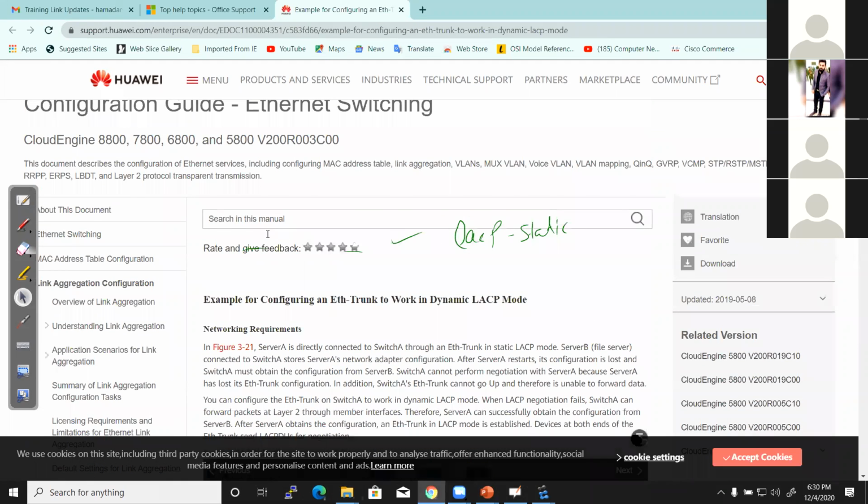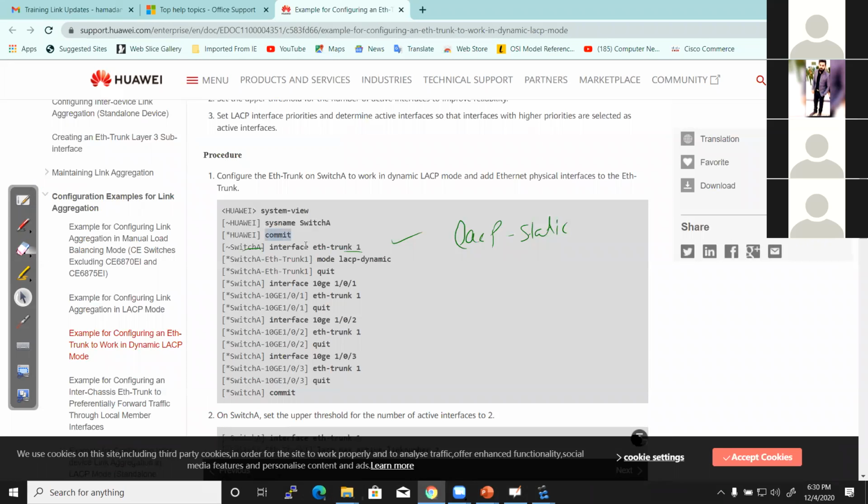No, this is not related to each trunk. The commit command is not related to each trunk. Okay, the commit command is not necessarily for each trunk. All right.